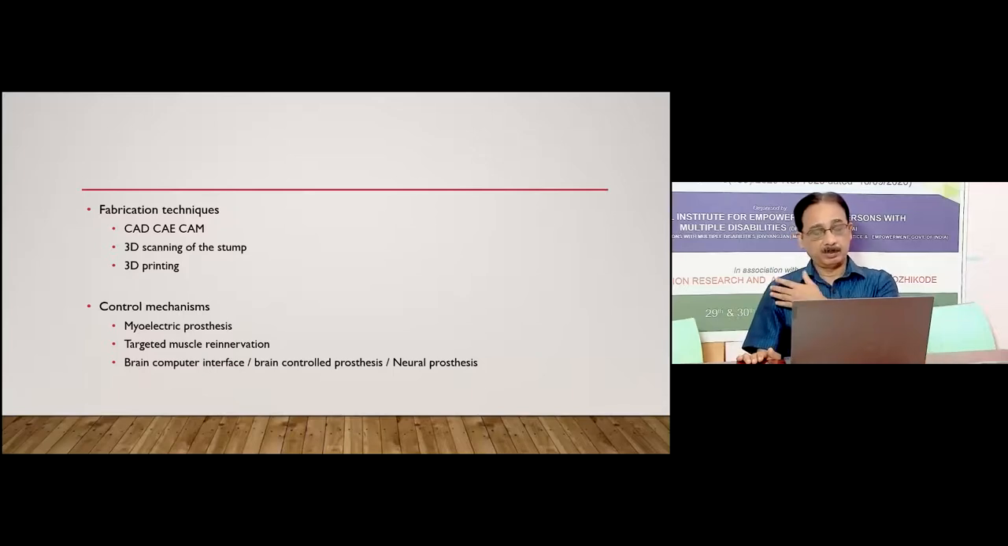This is applicable for a very high amputation: above knee, above elbow amputation, or a shoulder disarticulation. The stump muscles are not there, may not even be a stump, but the nerves are there, the nerves which were originally going to the upper limb, the elbow, the wrist, fingers.